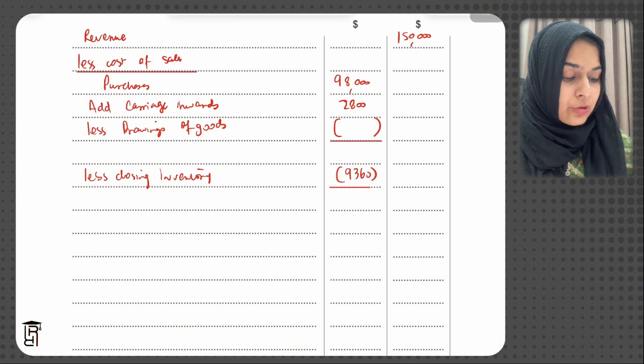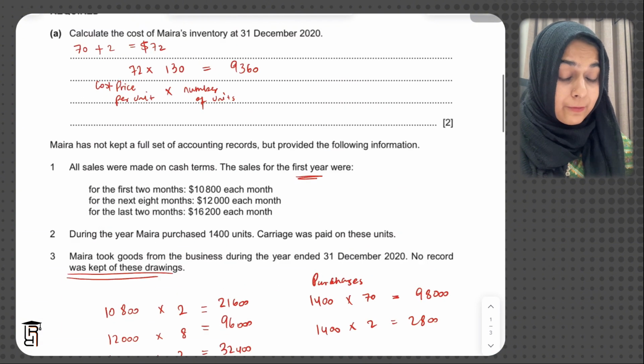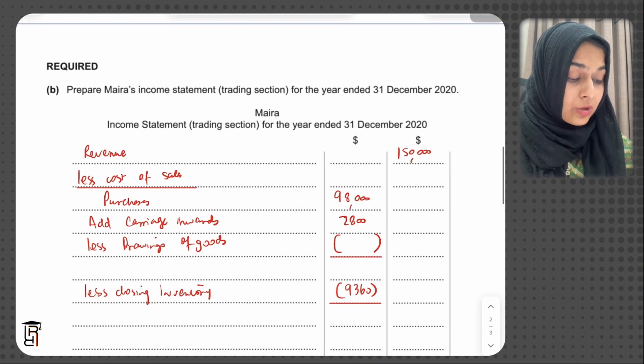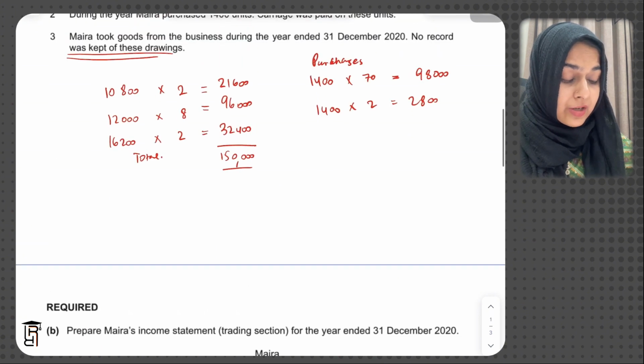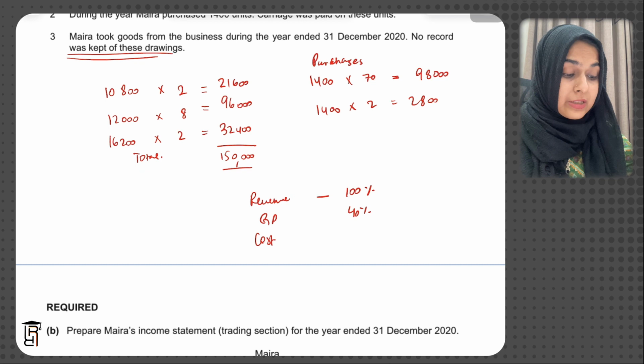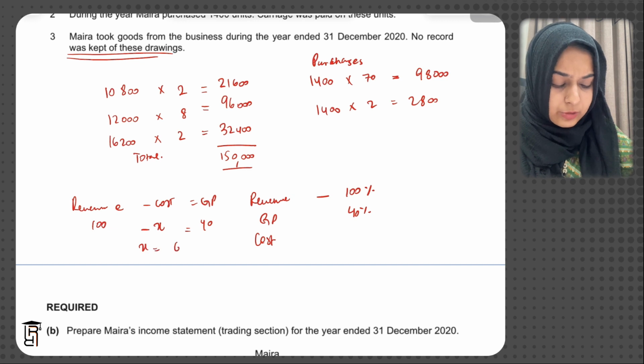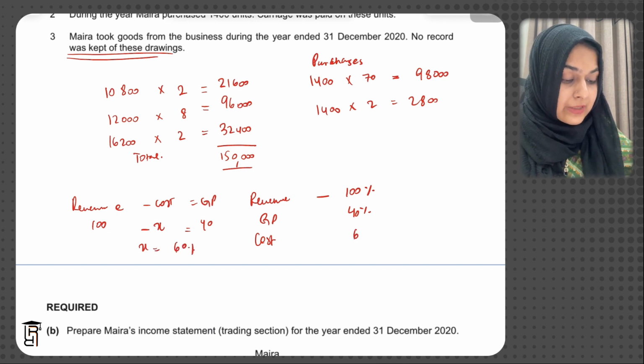And then I need to now use my margin to actually find out the drawings of goods. So when I use my margin, I'm going to find out the gross profit. So whenever margin is given, revenue is 100%. Gross profit here is 40%. And cost of sales, of course, if revenue is 100% and gross profit is 40%, so revenue minus cost of sales is equal to gross profit. So if gross profit is 40, cost of sales is X, revenue is 100, so X is equal to 60%. So cost of sales is 60%.